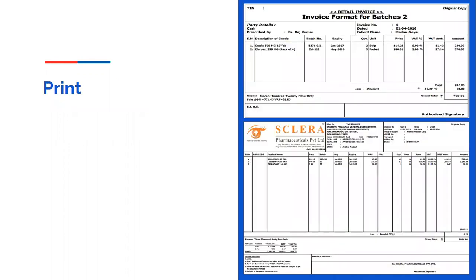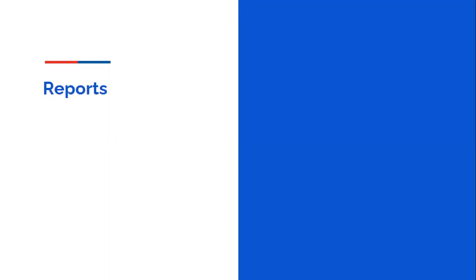The next is print. So this is the print image of the invoice. You can print the sales invoice in a standard and advanced format as per your requirement. This is the image of invoice printing. After that, you can view the reports. So what reports are available in the accounting software? So first, batch wise stock report. You can see all the batch details like manufacturing and expiry details in the batch wise stock reports.